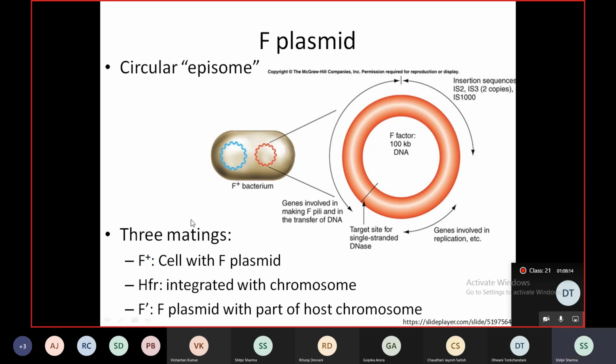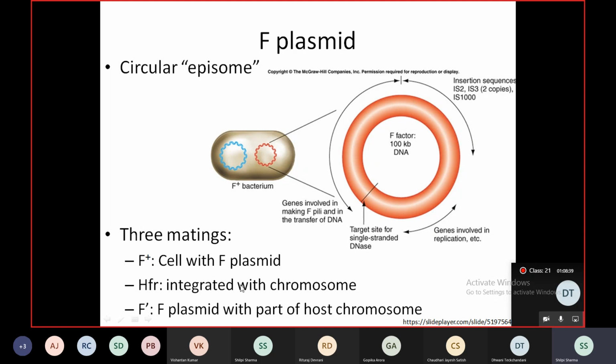And there are three kinds of matings possible. So basically, there was a question earlier by Ashi whether this is a unidirectional transfer. So basically, the transfer is always from an F plus cell to an F minus cell. F plus is a cell which has the F plasmid. F minus does not have an F plasmid. So the transfer is always from F plus to F minus.